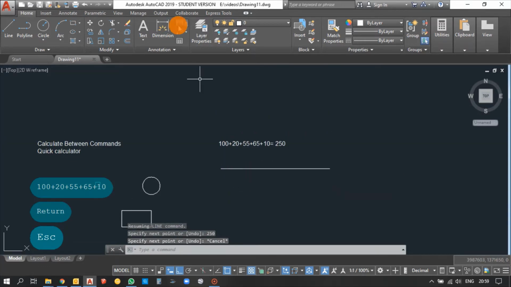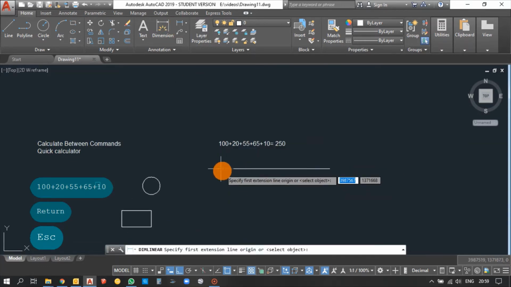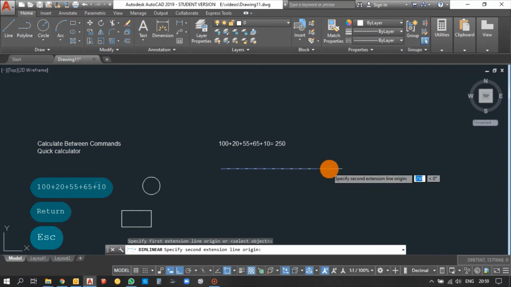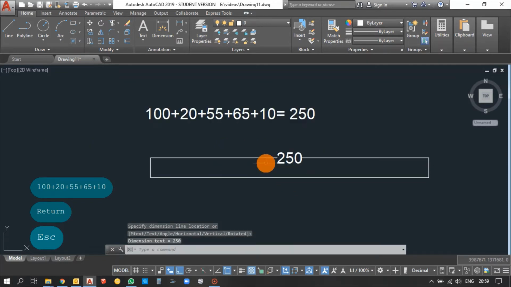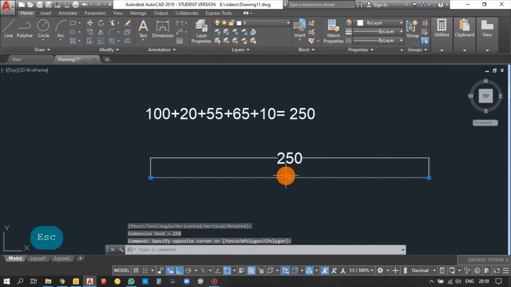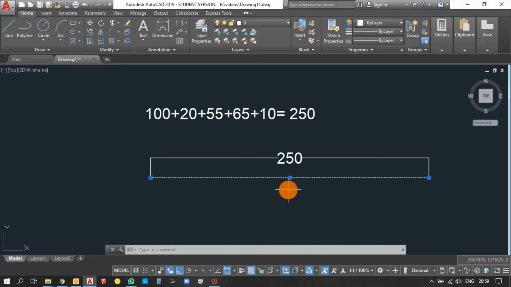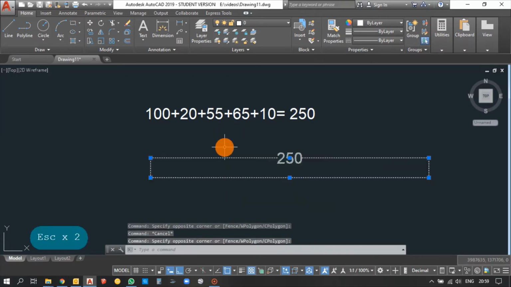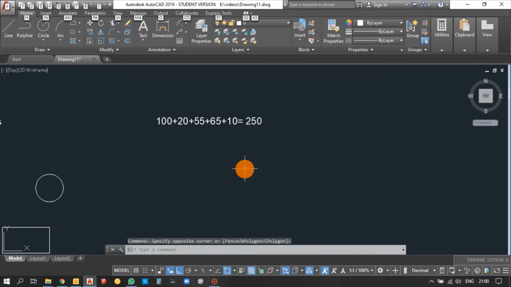Let's measure that line to check whether it is correct. It should be 250. See, you have made a single line of 250 mm. So instead of giving multiple inputs, you can give an expression format to draw multiple lines.